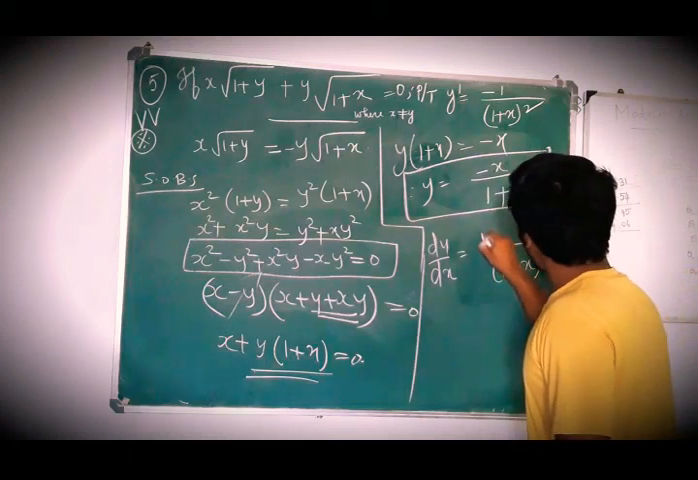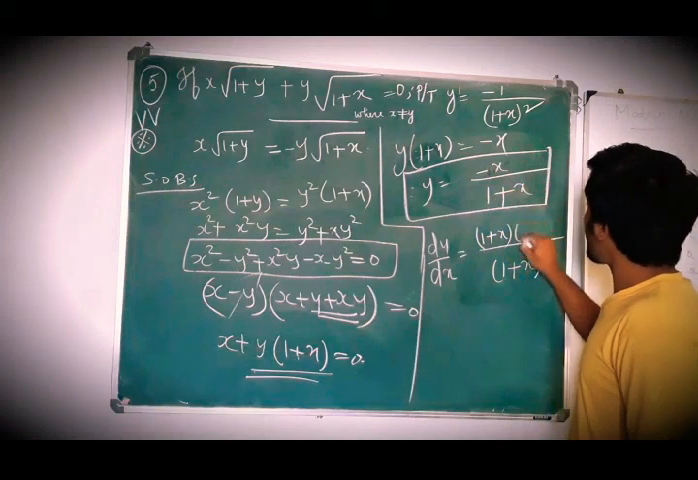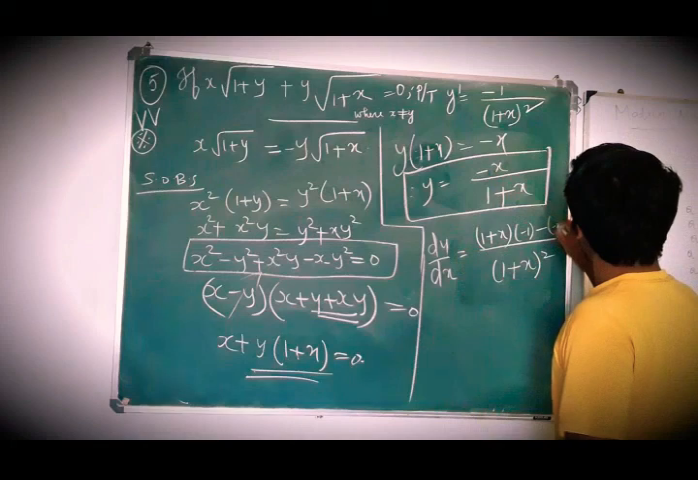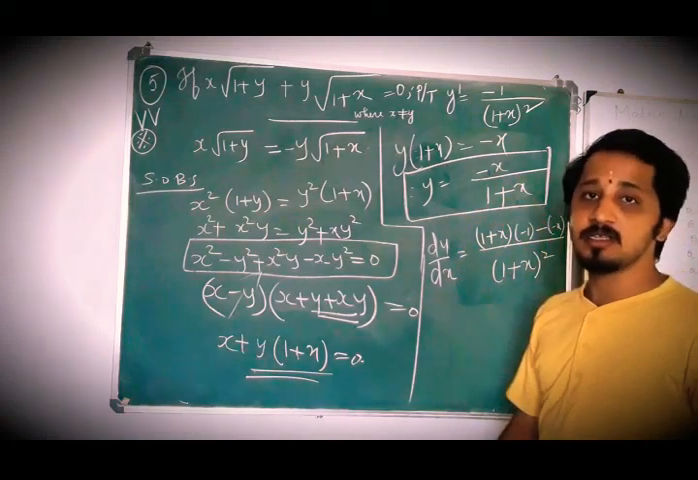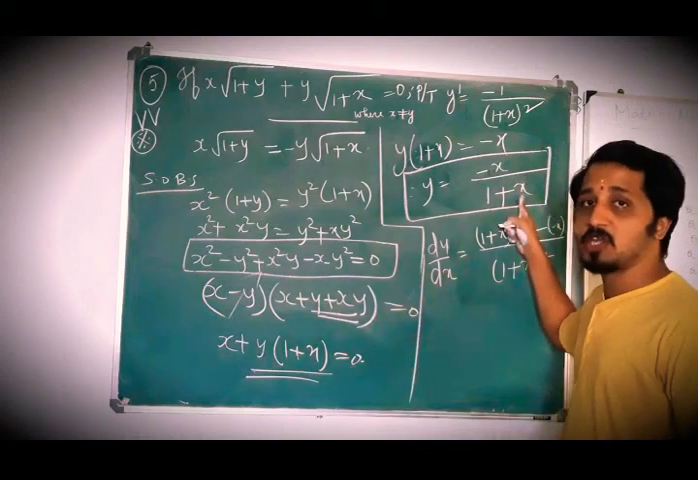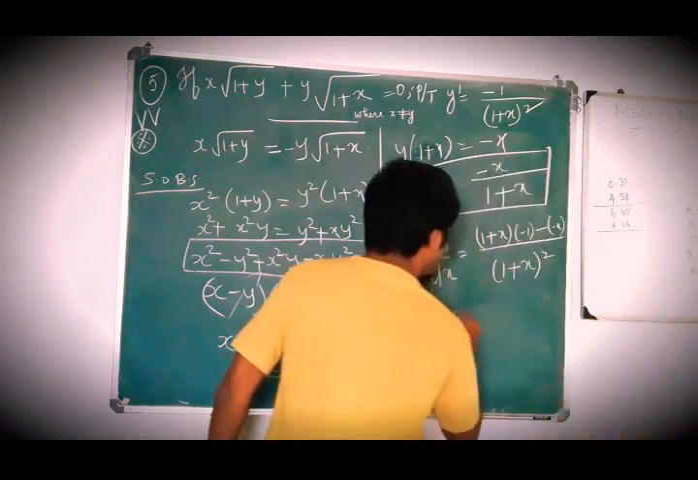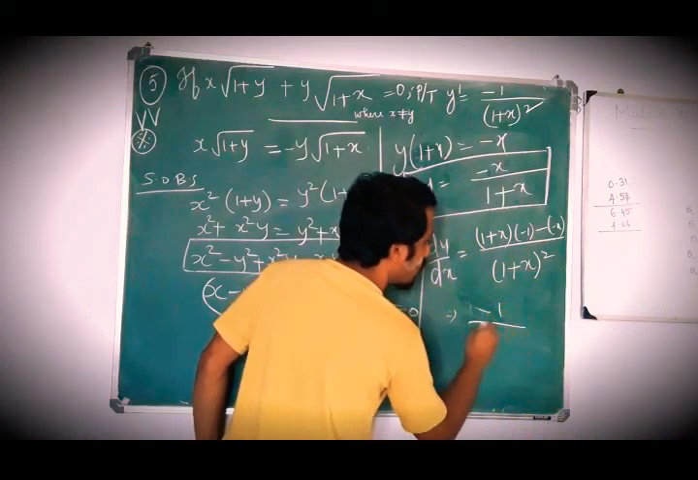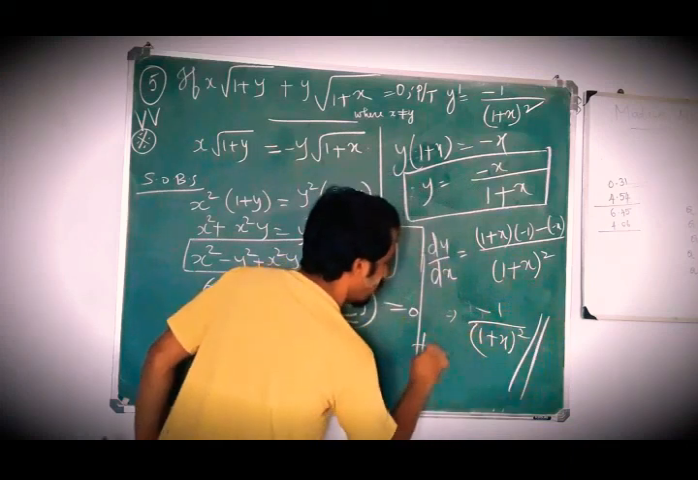Second function into derivative of the first function, so that means minus 1, minus first function into derivative of the second function. Derivative of 1 plus x is what? Derivative of constant is 0 plus derivative of x is 1. 0 plus 1 is 1. So minus x into 1. So you will get (1 plus x) into minus 1, that means minus 1, divided by (1 plus x) the whole square.